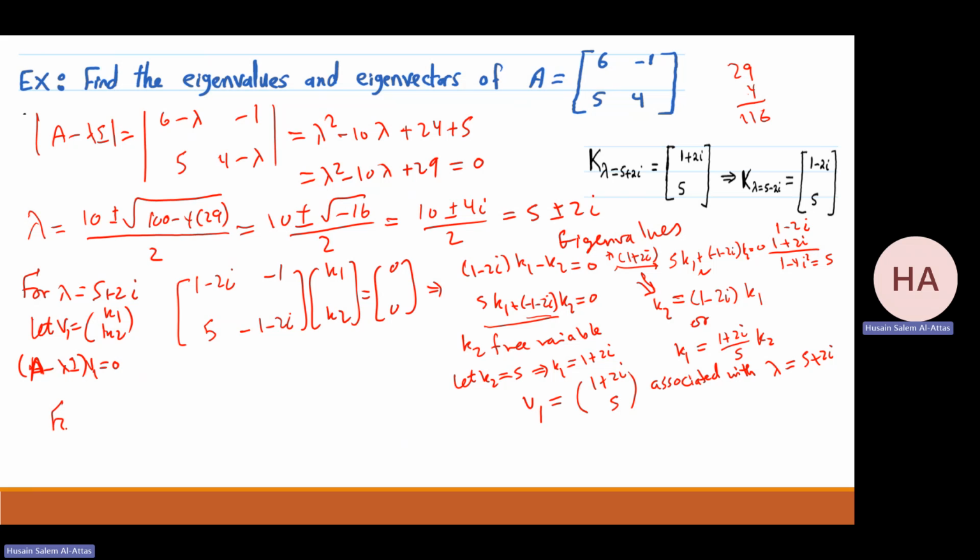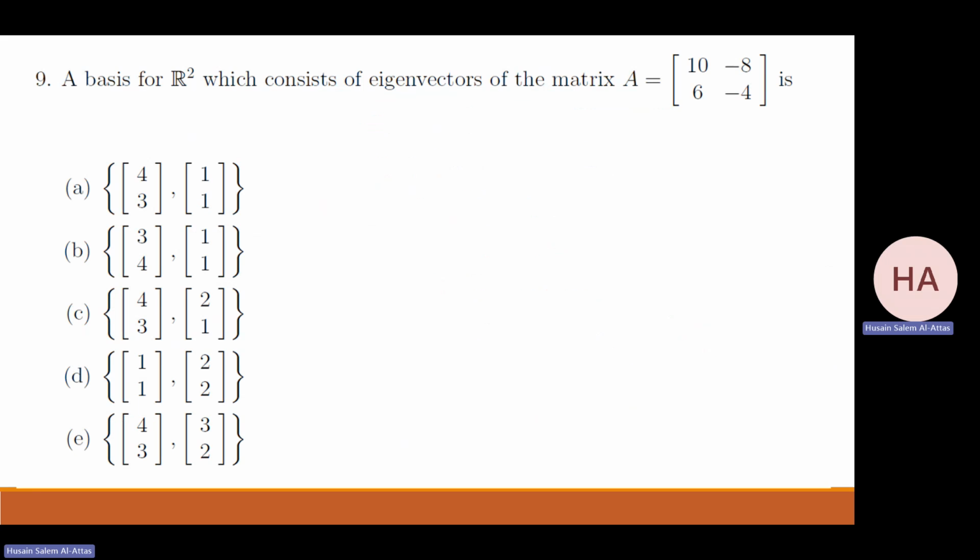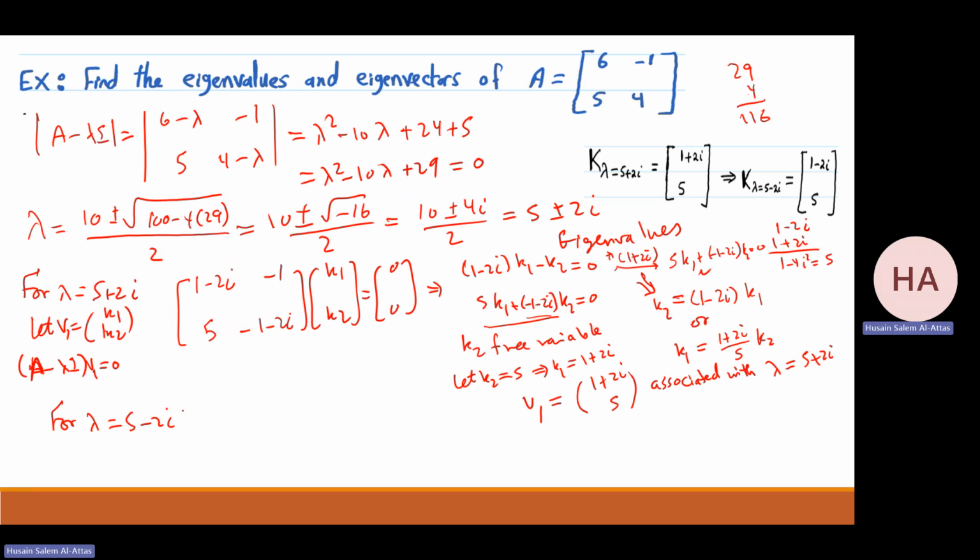Now for lambda 5 minus 2i, no need to waste time. Right away, v2 will be v1 bar, and that equals 1 minus 2i, 5. Which is this one. This is this one.